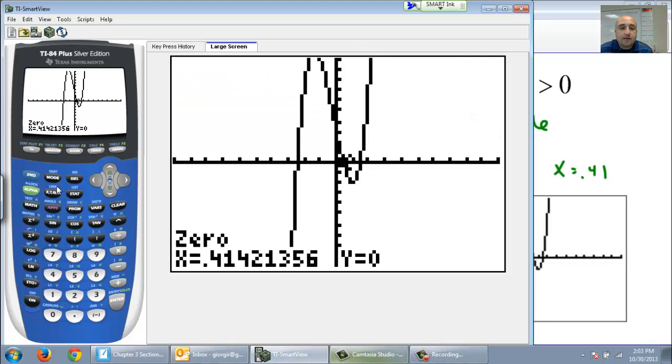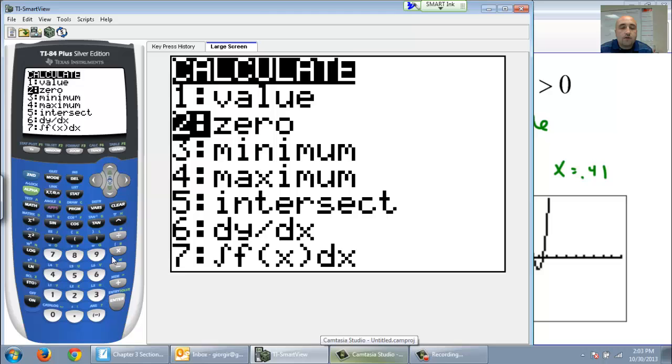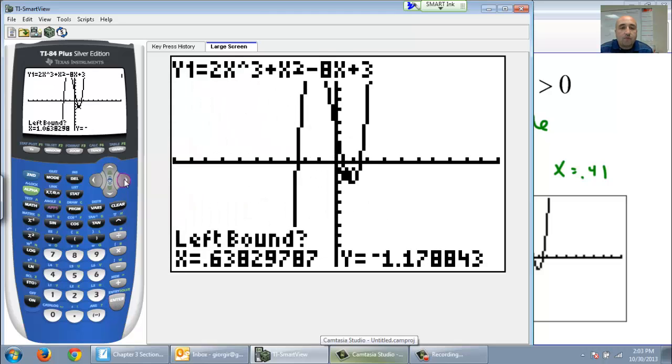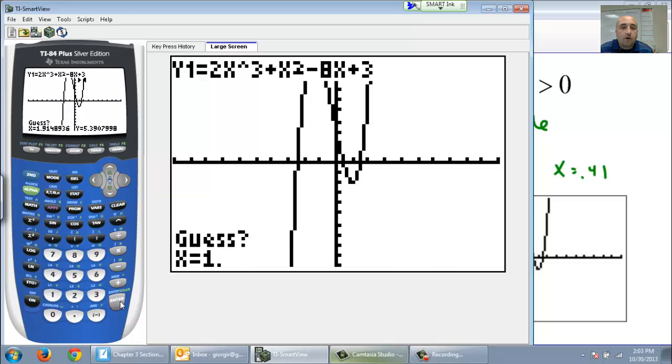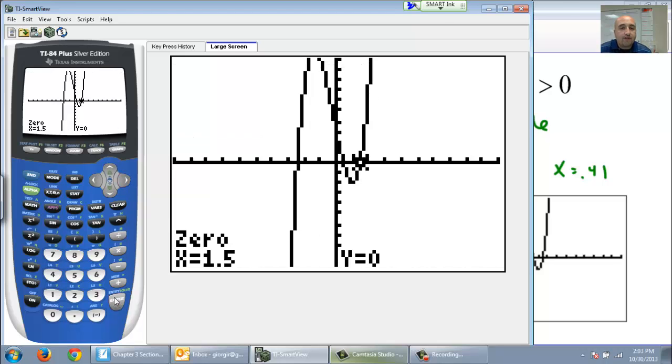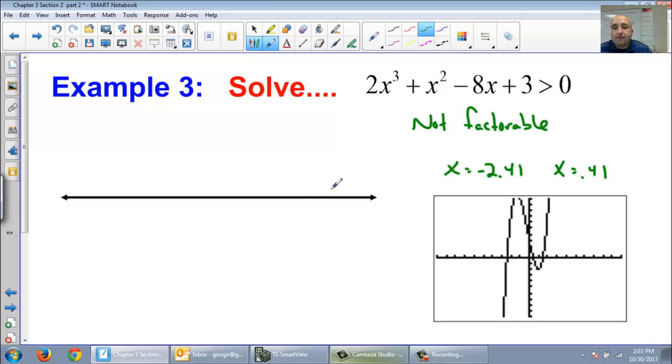Let's find the one on the right. Second trace 0. Left bound will be below this time for the one on the right. Enter. Enter above. Enter. 1.5. So I have 3 zeros. Negative 2.41. Okay, so what we're going to do is we're going to plot these. 1, 2, 3, 4, 5. 1, 2, 3, 4, 5.